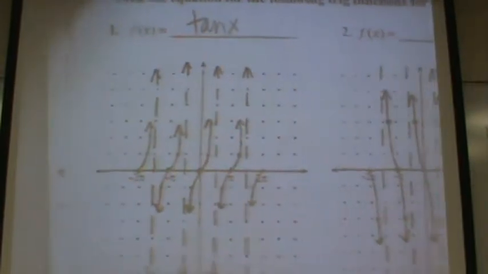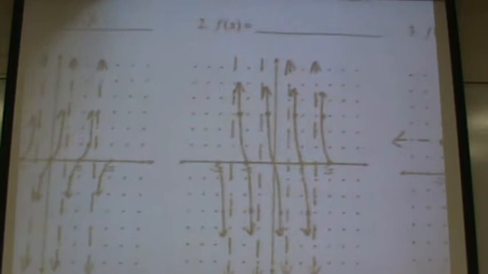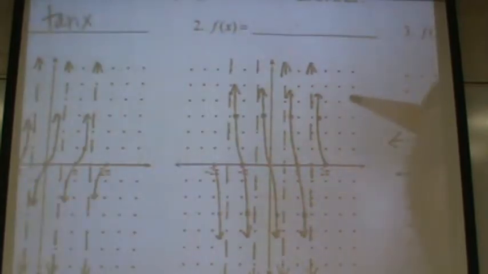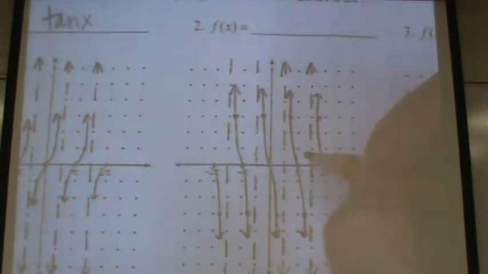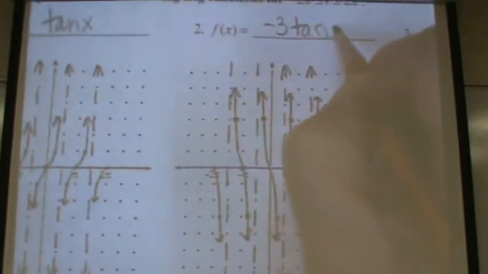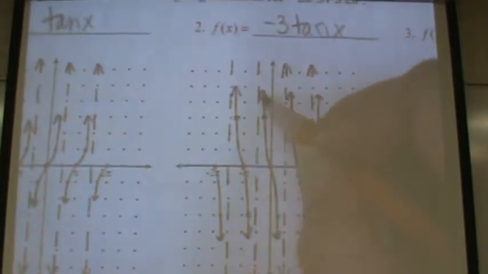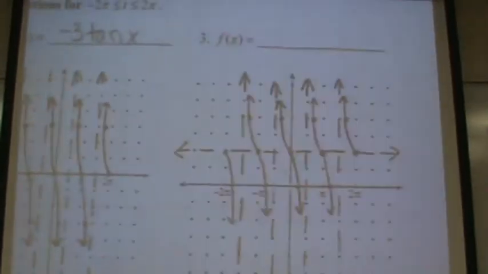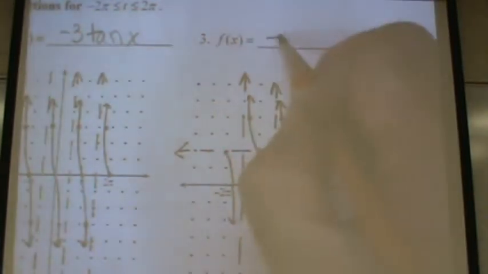Easy? That's it. This whole page is tangent of x. What's this one going to be? Negative tangent. Negative 3 tangent x. Oh, you see where the dot is, because here's the dot right there. And it's going backwards. How about number 3? Negative 2 tangent x plus 2.